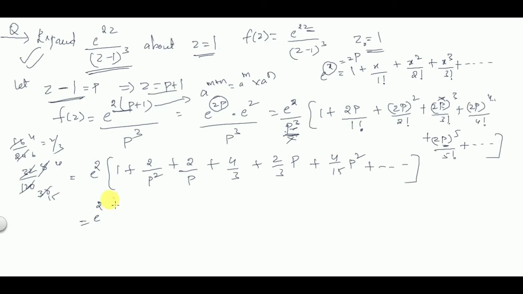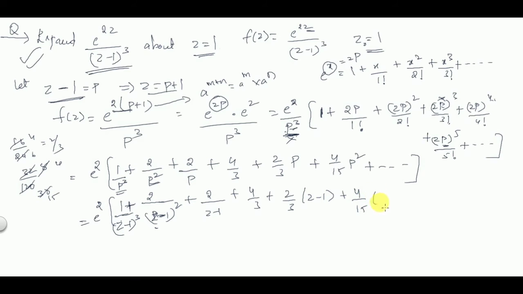So if you have e power 2 into 1 plus 2 by, sorry, this 1 when multiplied by 1 by p cube, very sorry, so it will be 1 by p cube, that is 1 by (z minus 1) whole cube. I'm sorry here, I have made a mistake. So 1 multiplied by 1 by p cube is 1 by p cube plus 2 by (z minus 1) whole square. Okay, so in the place of p I am substituting z minus 1: plus 2 by (z minus 1) plus 4 by 3 plus 2 by 3 into (z minus 1) plus 4 by 15 into (z minus 1) whole square plus so on.